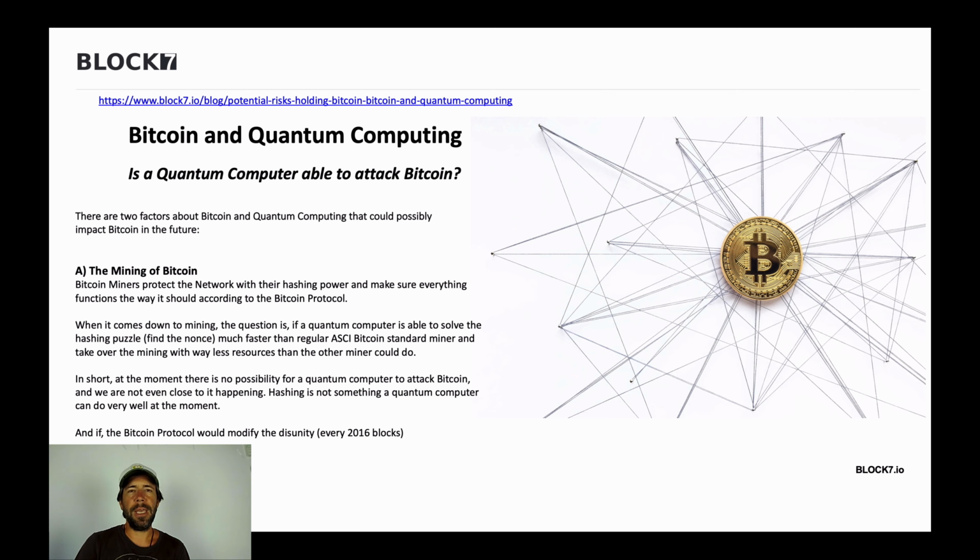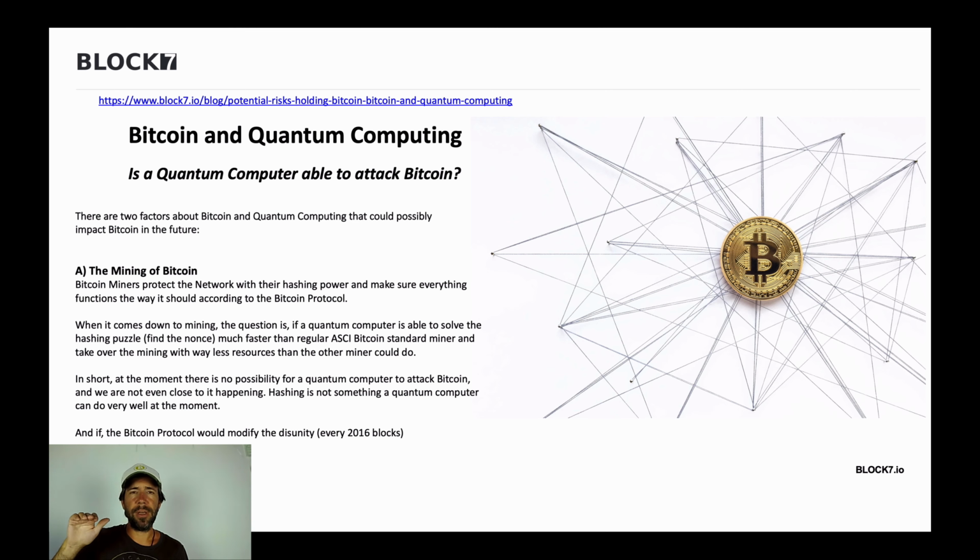He would not be able to control everything, and there's also a security measurement inside of Bitcoin. That means if the computing power gets much higher, then the Bitcoin protocol will automatically adjust itself. What that means is that the difficulty will get harder. It will be much harder to mine Bitcoin, so to say, to solve the puzzle.